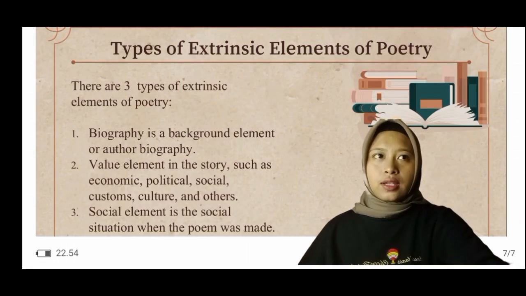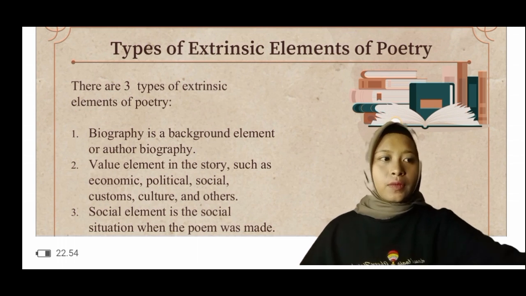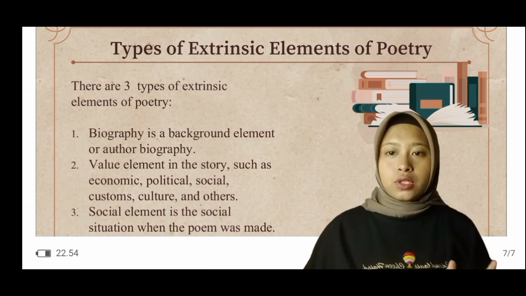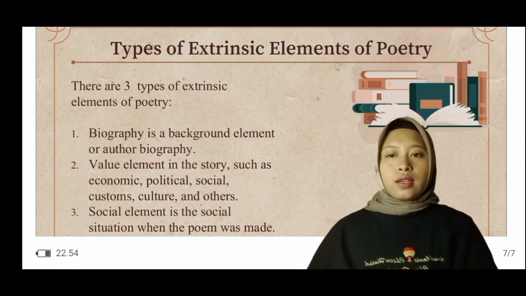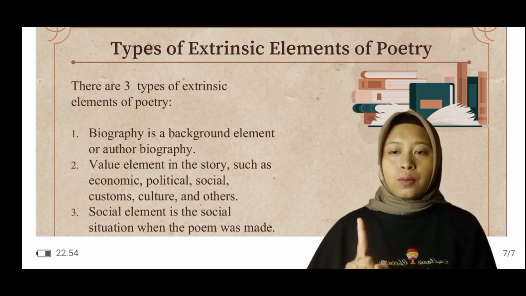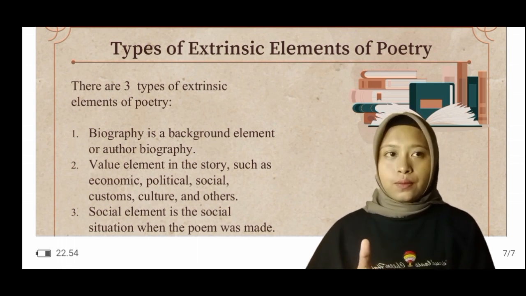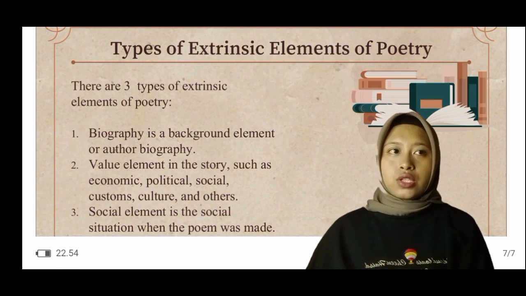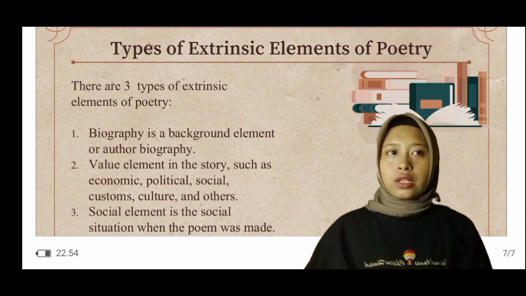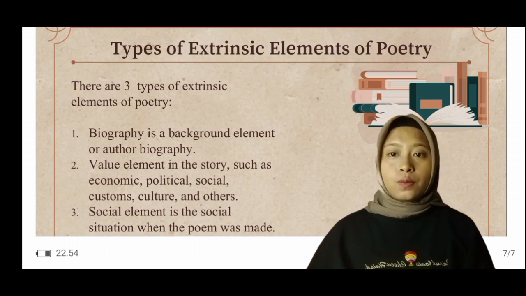Okay, last slide. That is the types of extrinsic elements of poetry. There are three types of extrinsic elements of poetry. The first is biography. Biography is a background element, or the author's biography. The second is value elements in the story, such as economic, political, social, customs, culture, and others. The last one is the social element. It's the social situation when the poem was made.